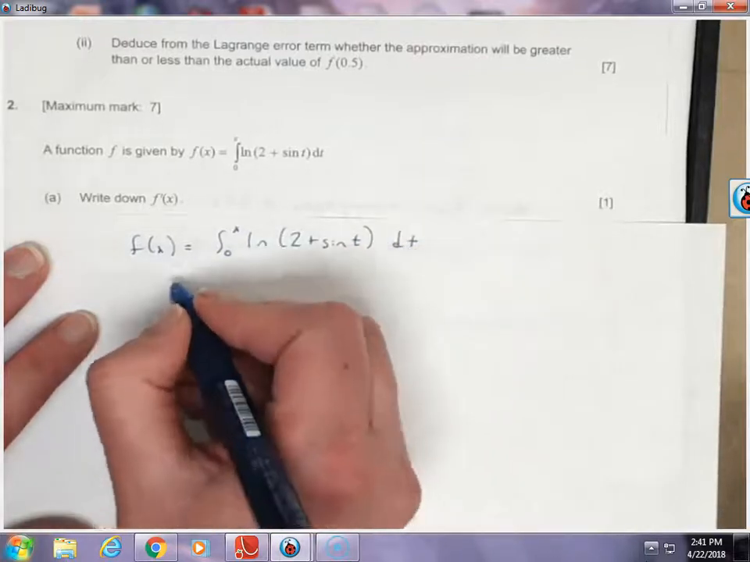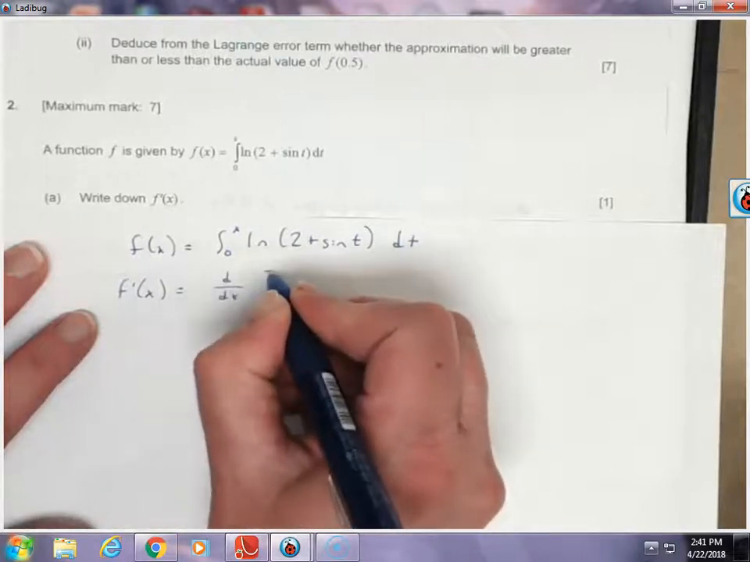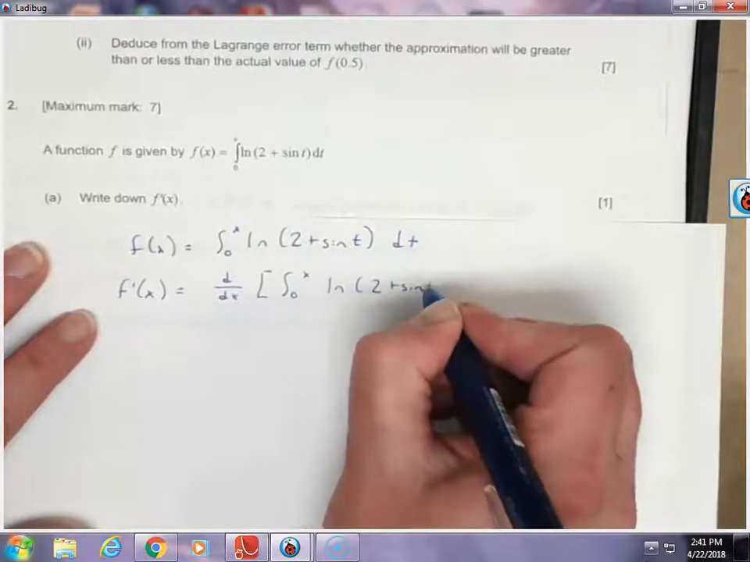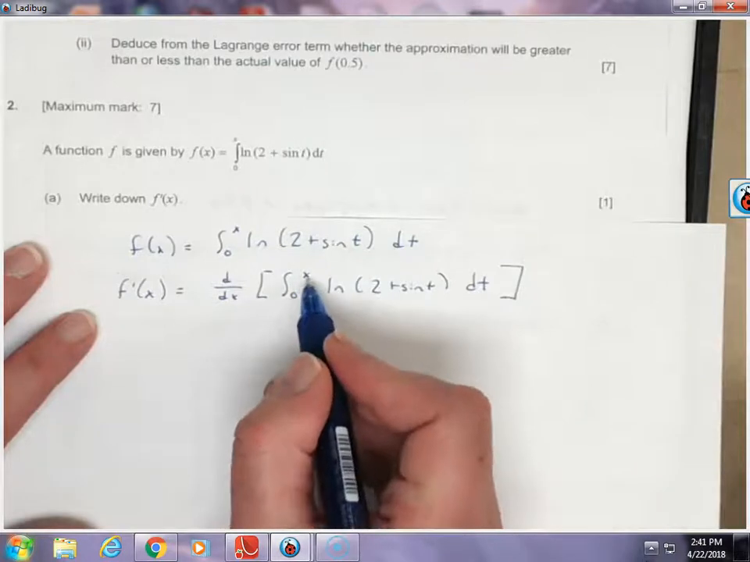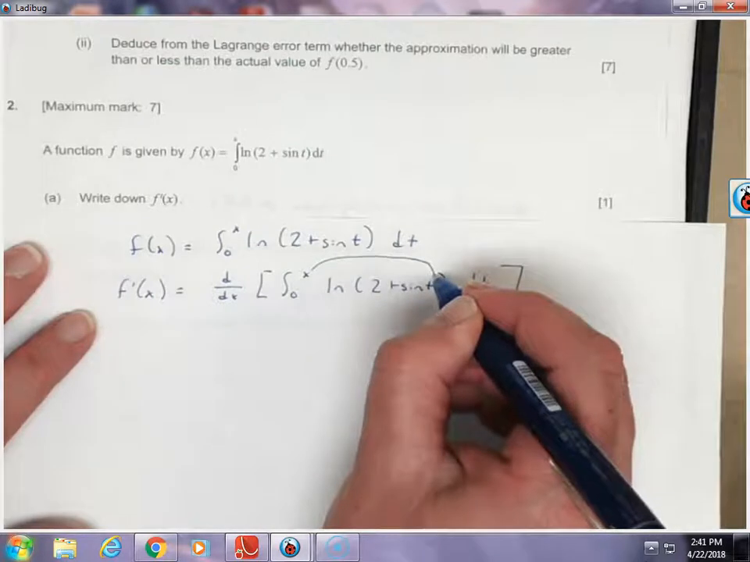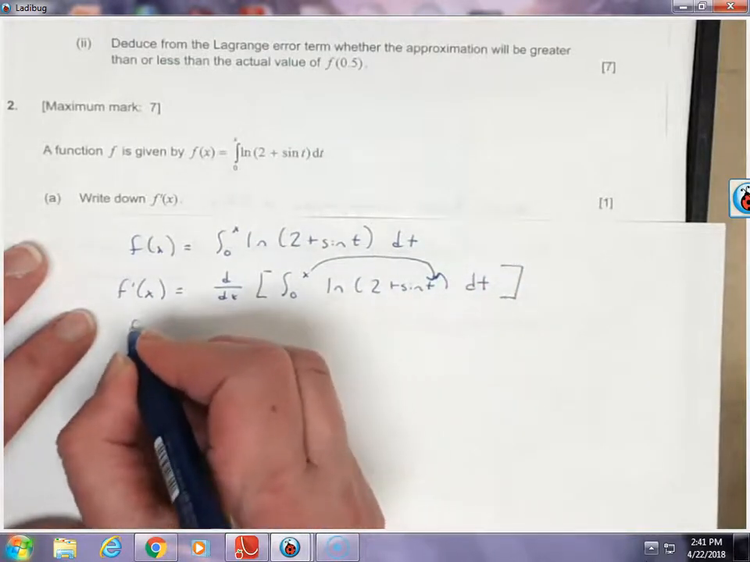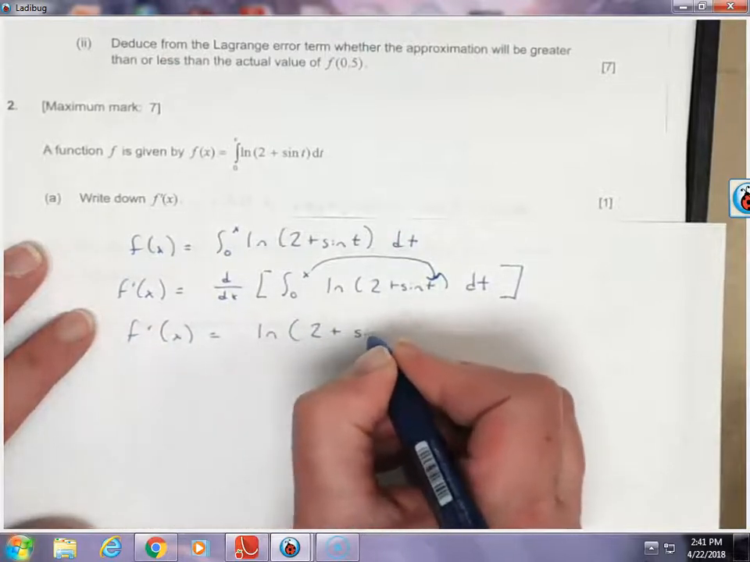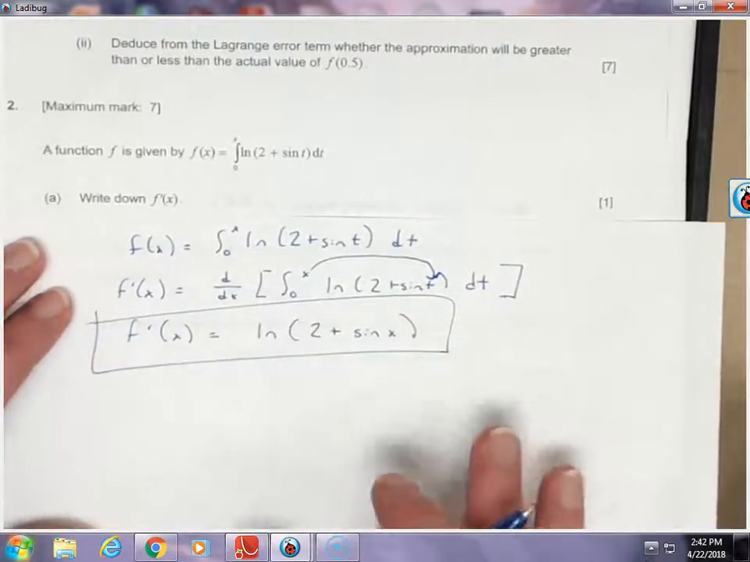Okay, now they want me to take the derivative of that. So f prime of x would be the derivative of the integral. Okay, so perfect setup here for the second fundamental theorem of calculus. So I have a constant, I have an x. The derivative and the integral are essentially undoing each other. I'm just going to substitute the x in for the t. And so then this f prime of x would just be equal to ln of 2 plus sine x. And this is the only thing you had to show out of all that, but that's one mark.